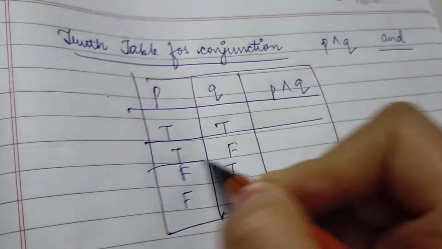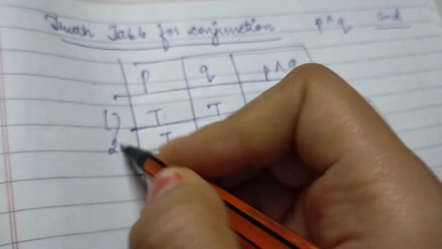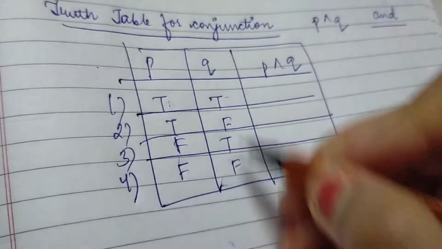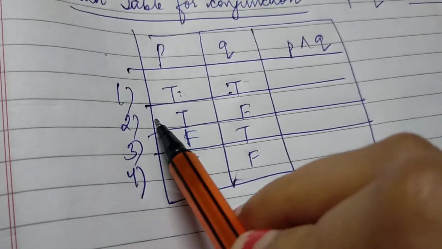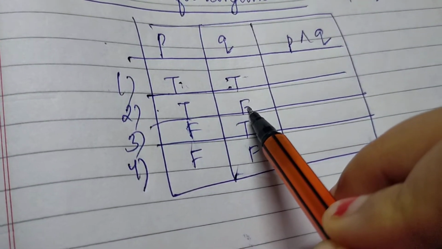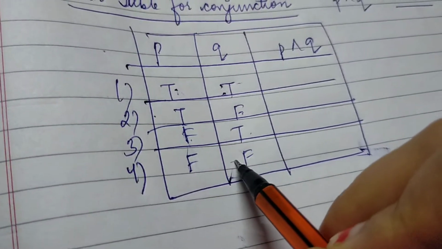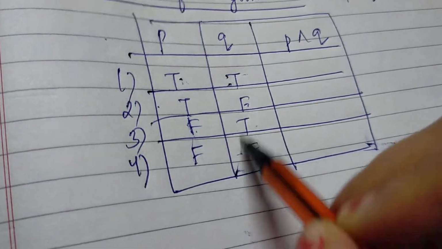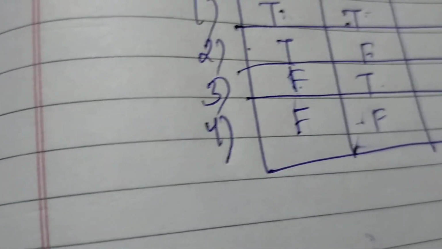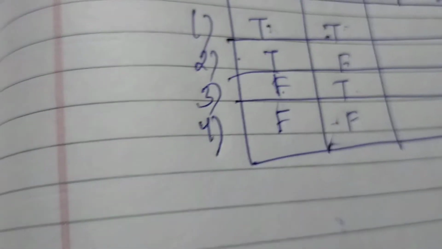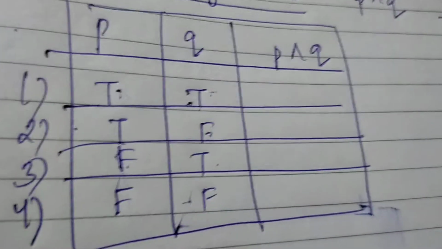If we have different situations, there are a total of 4 possibilities. P and Q both can be true, P can be true and Q false, P can be false and Q true, and both can be false. Until and unless both are true, the situation is not true. Until both are true, the and is not true.